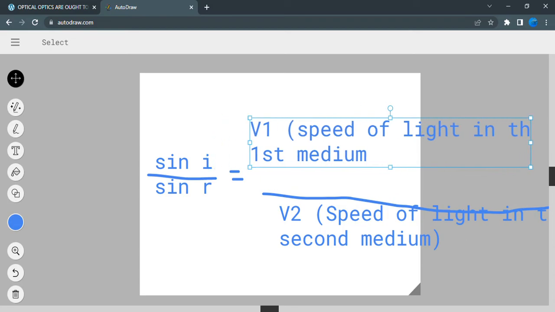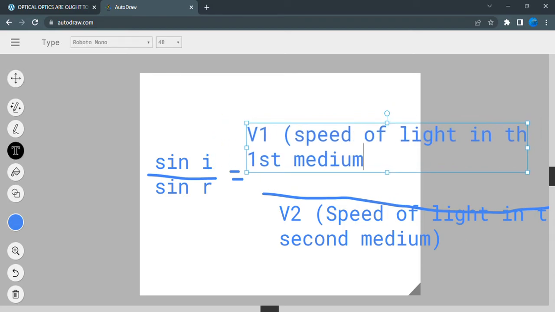Now there is another way of interpreting this, and you might also think, what is sine i and what is sine r? We can also say that this is the ratio of the refractive indices of both the mediums.